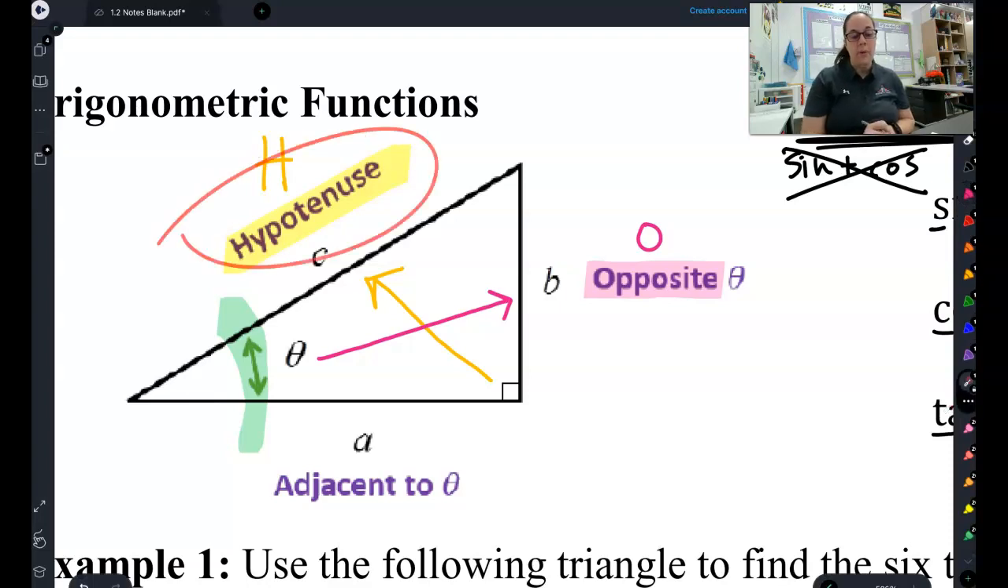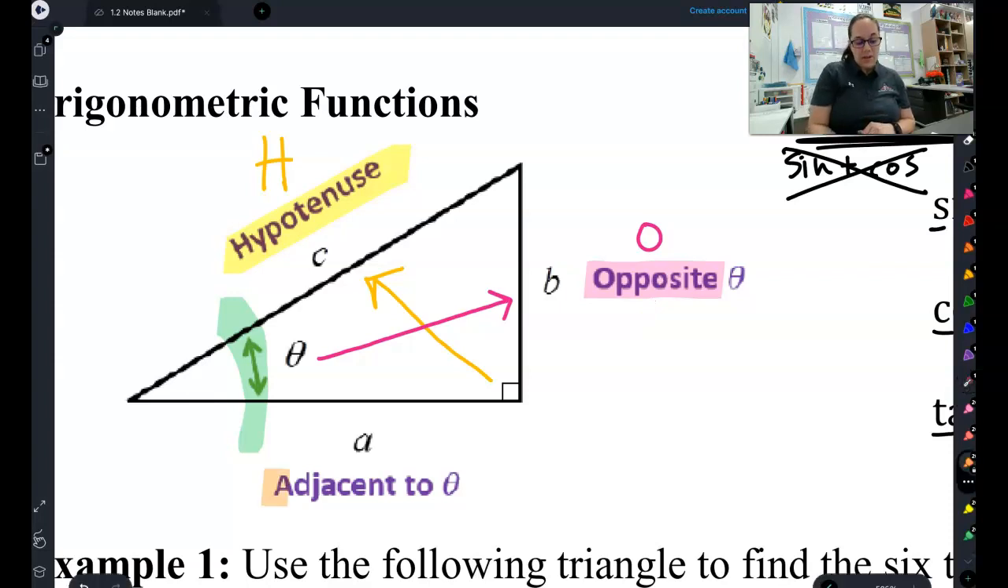I always find the hypotenuse first. It's the easiest to go across from the right angle. Then I find opposite, find what angle you're focusing on, go across from that, there's your opposite. And then adjacent is whatever side is left. It's just the third side.